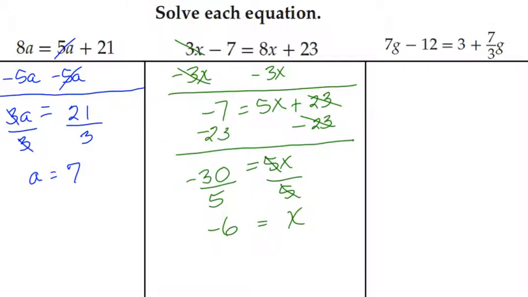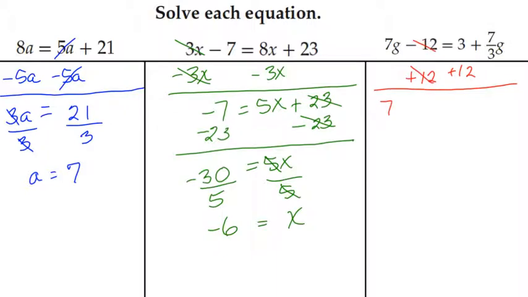Alright, let's do the third one. Now this one has a fraction in it, so this one's going to be a little bit more difficult. So let's get our constants together first on this one. I'm going to move the 12 over by adding 12 to both sides, and lining those up under the like term. Okay, so the 12's drop out.